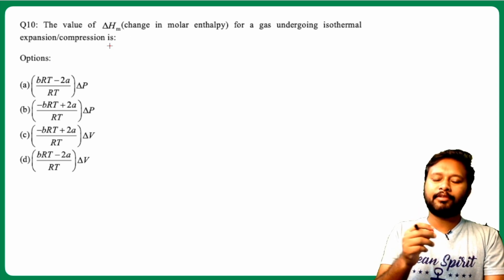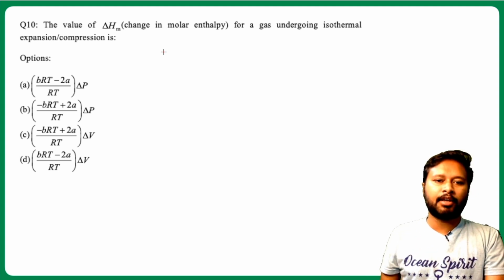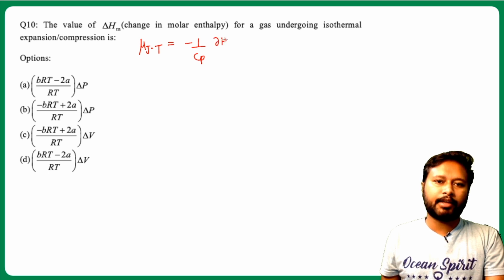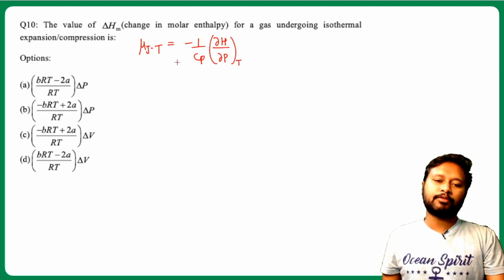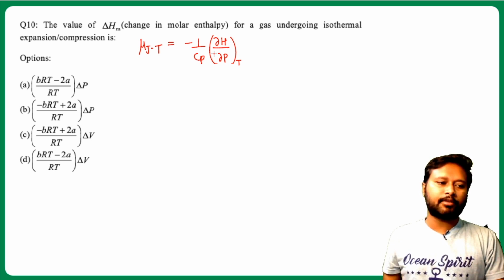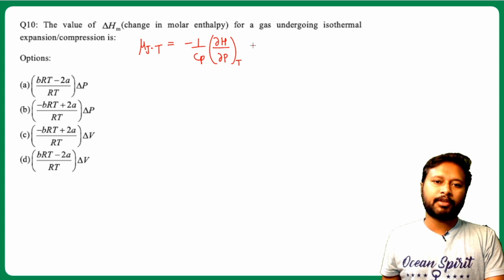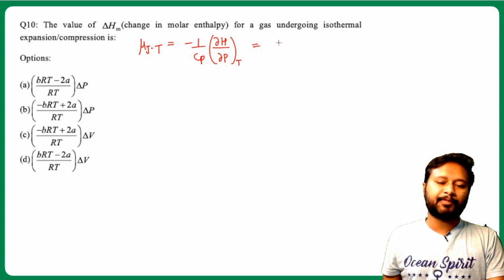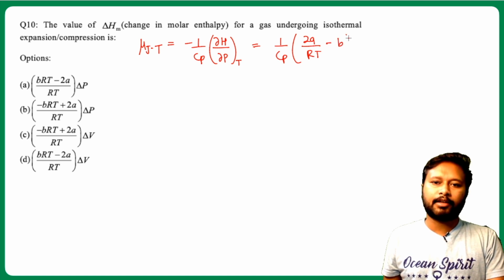Right, so to solve this question we will use the concept of Joule-Thomson coefficient. That is given by mu JT, our Joule-Thomson coefficient, and this is equals to 1 upon Cp into del H by del P at constant T, right? That's one of the formulas of Joule-Thomson coefficient in terms of enthalpy. Also we have one more formula of Joule-Thomson coefficient in terms of your real gas constants, or you can say in terms of your inversion temperature. That is given as 1 upon Cp into 2A upon RT minus B, right? So that is also one of the equations which we have.